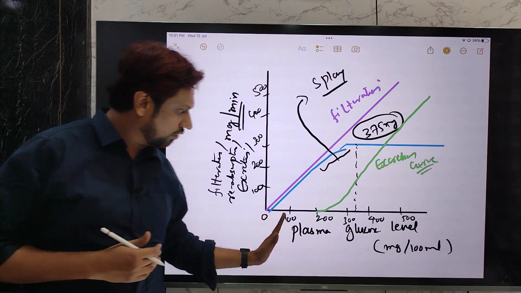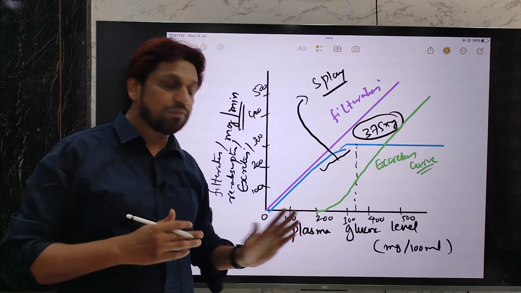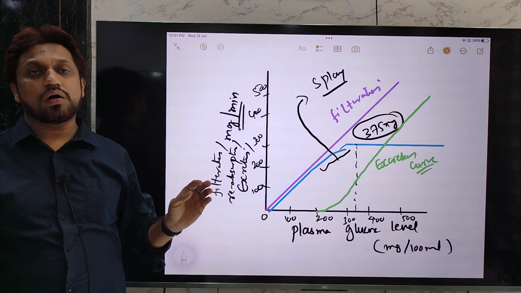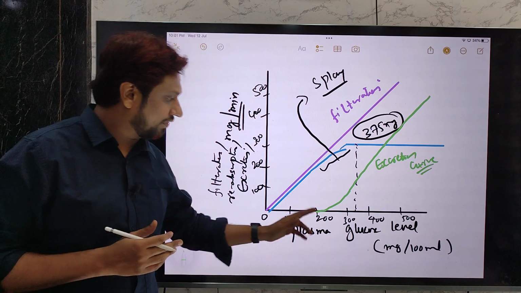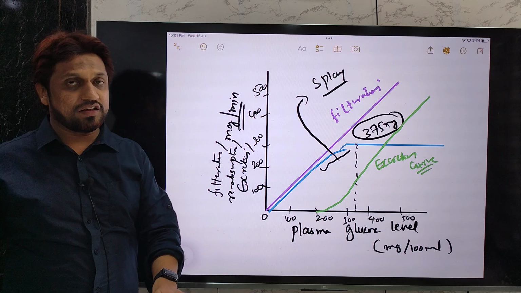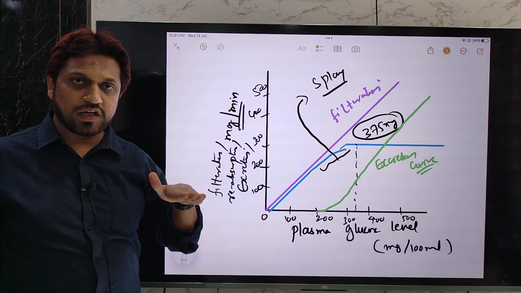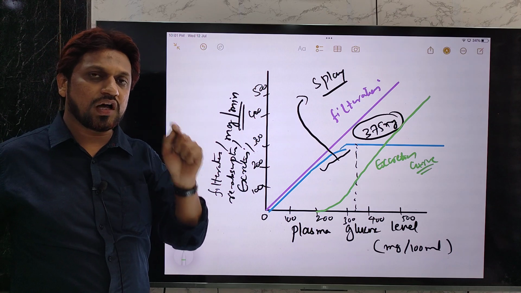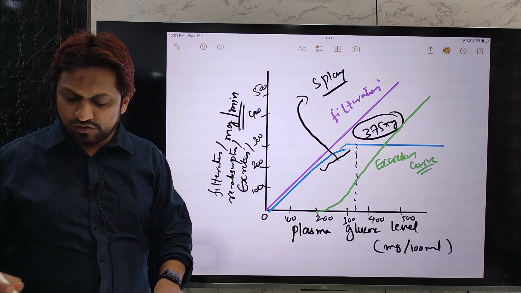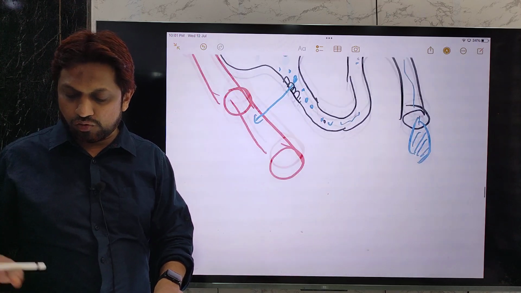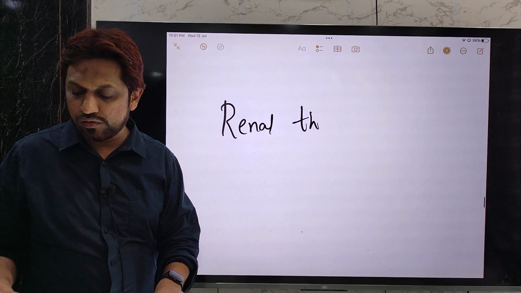So up to a blood glucose level of 200 mg, there will be no glucose present in the urine by a detectable test. But after 200 milligram, if the glucose appears in the urine for the first time, that is called the renal threshold. That is known as the renal threshold for blood glucose.